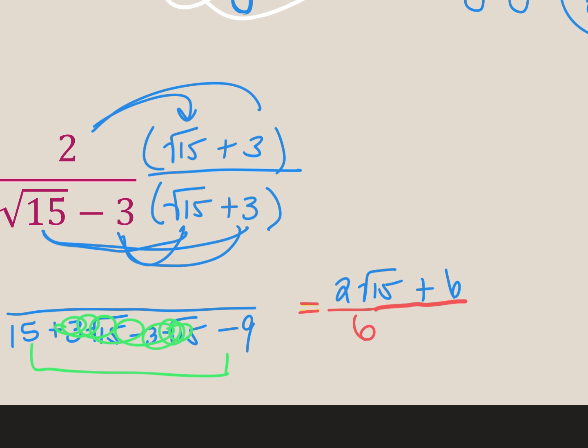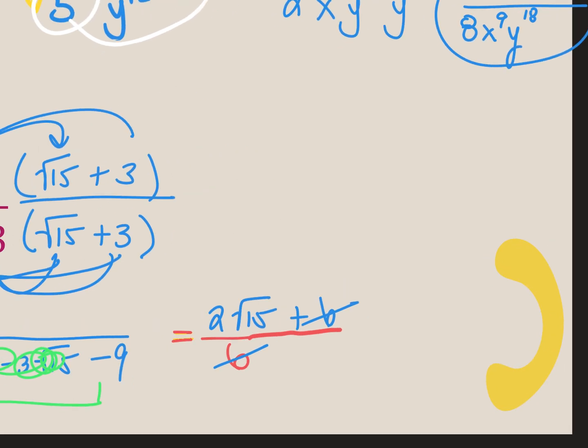Now, I am fine with you leaving your problem just like this. In a week or so, when we get to simplifying complex numbers and stuff like that, you're going to have to simplify stuff like this. But right now, you are fine. If you do this, you're getting points off. That is not the way that you simplify these problems, guys.